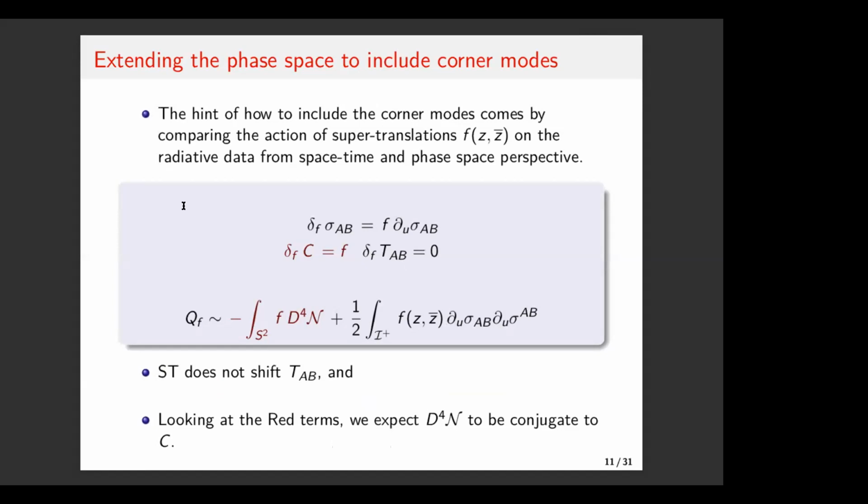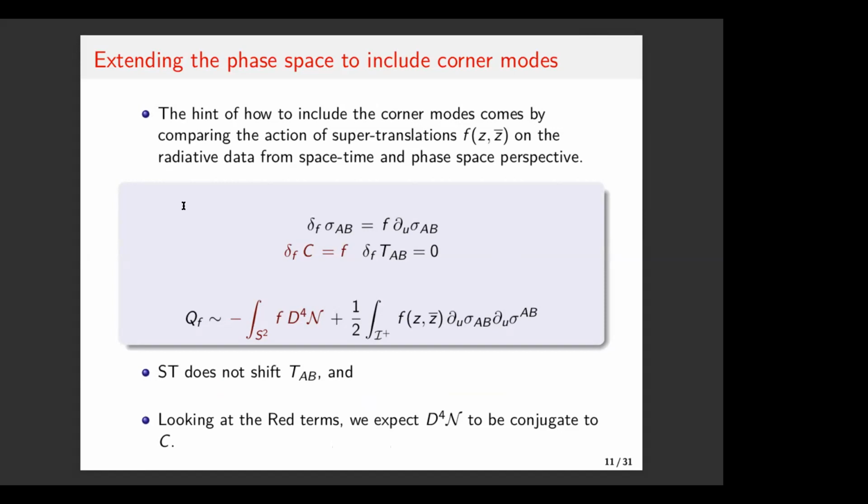So the idea is that we want to include these corner modes in the phase space, and the way to do it is to first look at the action of supertranslations on the full phase space data. So we know that from the spacetime perspective, the action on the finite-energy shear is just given by the first equation, but the constant shear mode C simply shifts by the supertranslation, and the Geroch tensor does not change. And this just comes from the spacetime action of the supertranslation.